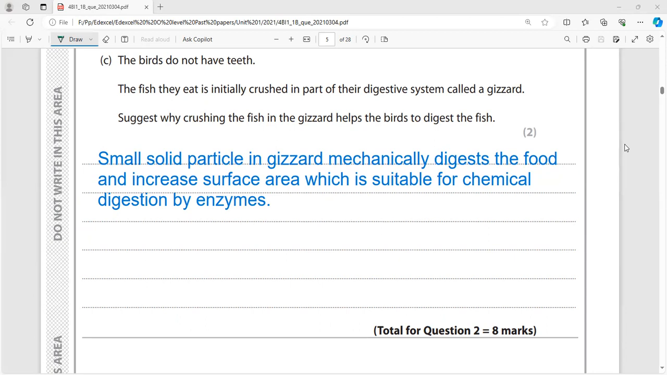So enzymes can easily work on a large surface area and easily digest it. That's why we chew the food and break it down into small pieces. Why? Because if we properly chew the food, the food will be easily digested in the digestive system.